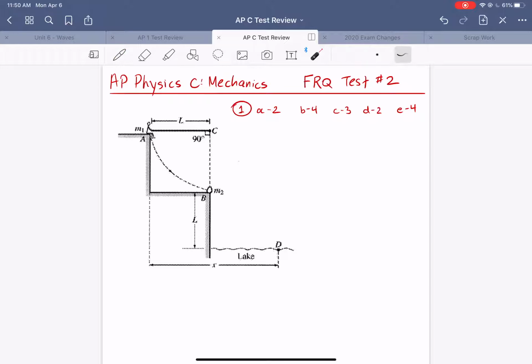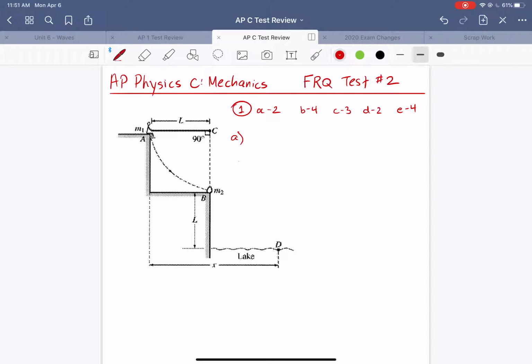So we have a person sitting at point A, holding this rope of length L. They swing down here through the circular arc, and at point B, they collide with a second object with mass m2, hold on to it, and then let go of the rope, and they travel through the air to part D. So for part A, we just want to know how fast is the person going when they reach point B, but before they collide with the object.